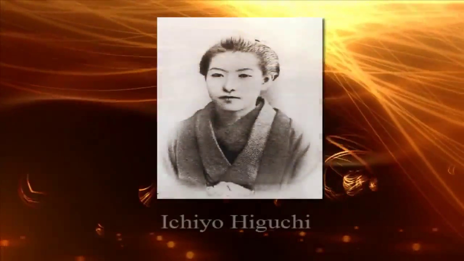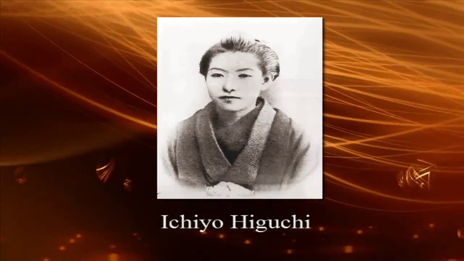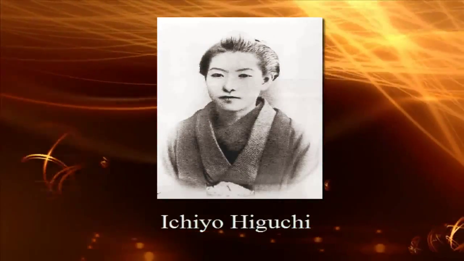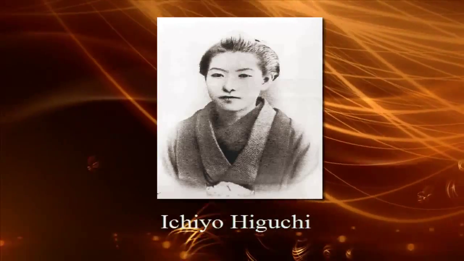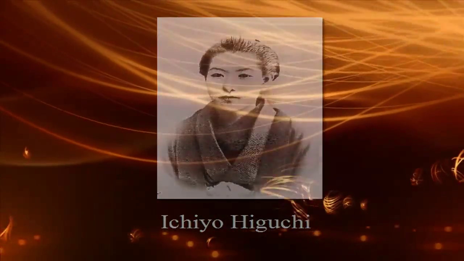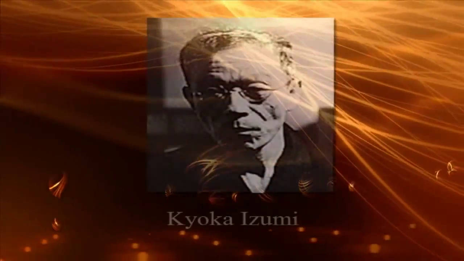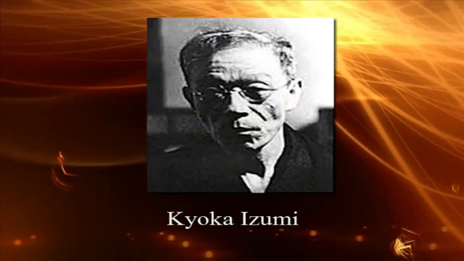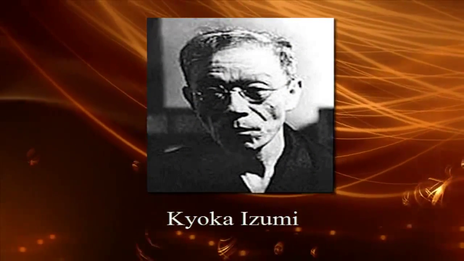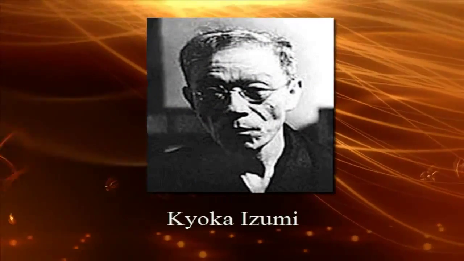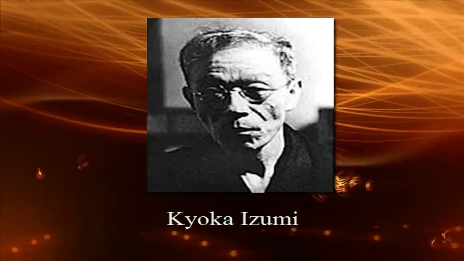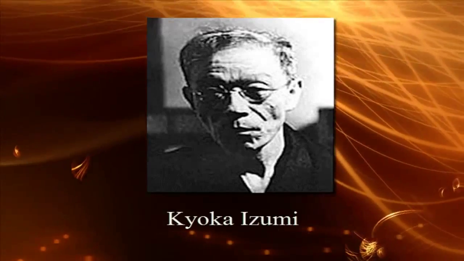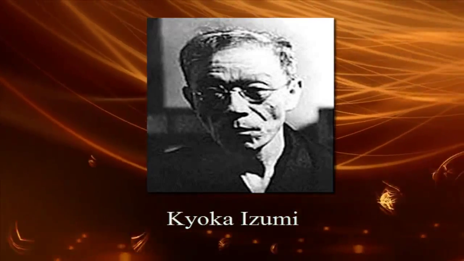Ichiyo Higuchi, a rare woman writer in this era, wrote short stories on powerless women of this age, in a simple style in between literary and colloquial. Kyoka Izumi, a favored disciple of Ozaki, pursued a flowing and elegant style and wrote early novels such as The Operating Room, 1895, in literary style, and later ones including The Holy Man of Mount Koya, 1900, in colloquial.